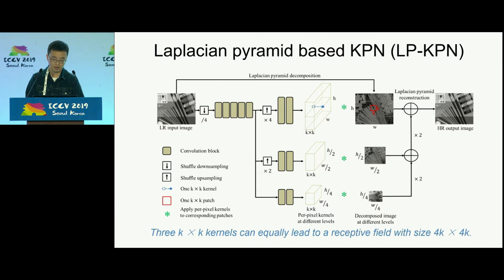To solve this problem, we propose the Laplacian pyramid-based kernel prediction network. We employ the Laplacian pyramid to decompose the input image into several levels of sub-images, which have different downsampled resolutions. At each level, our model predicts a specific kernel for each location of the image. Finally, the Laplacian pyramid reconstruction is performed to get the output image. This effectively reduces the computational and memory cost of KPN.